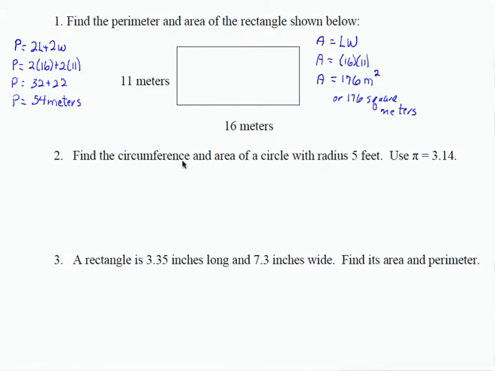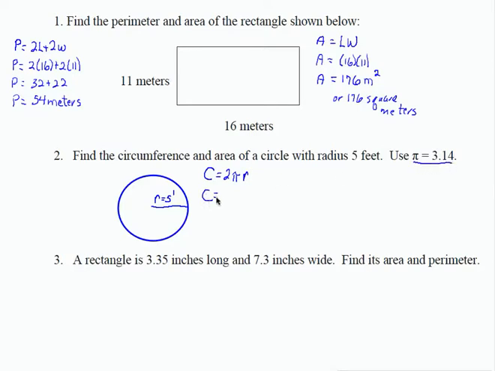Problem 2, find the circumference and area of a circle with radius 5 feet. So let's draw a nice picture of a circle, and let's make it have a radius of 5 feet. So we're going to just draw a little line there for radius, and that is going to be r is equal to 5 feet. If I want to find circumference of a circle, the formula for that is 2 pi times the radius. And we're told in this problem to use 3.14 as the value for pi.